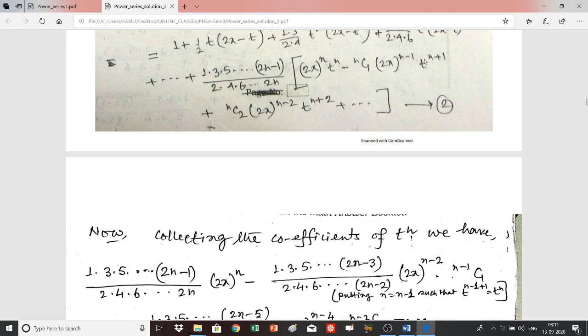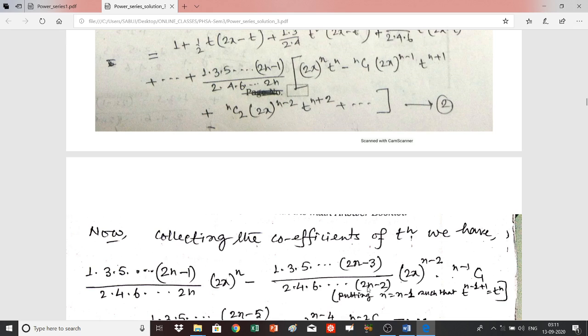If you replace n by n minus 1, you will have t to the power n minus 1 and then plus 1, so t to the power n. So this will be the coefficient of t to the power n. We write here first 1 3 5 2n. Remember that n is replaced by n minus 1, so from this term you will have 2n minus 2 and then another minus 1, so it will be 2n minus 3, and here 2 4 6 and it will be 2n minus 2, as n is replaced by n minus 1. So 2 into n minus 1, that means 2n minus 2.